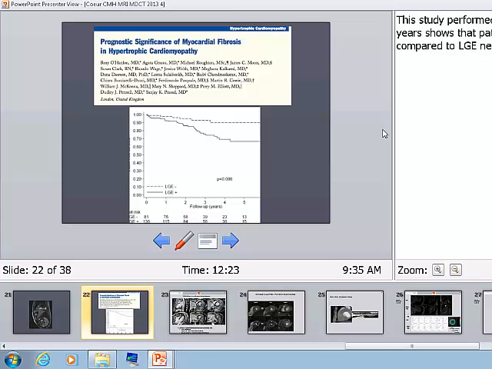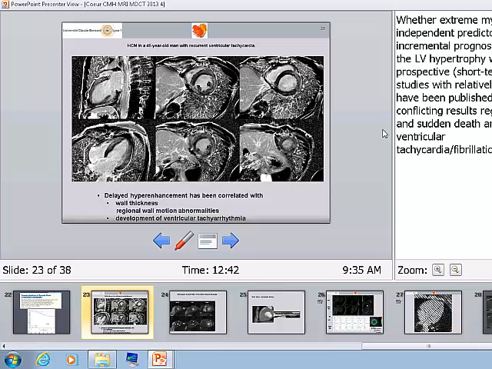This is a study that was performed on 220 patients followed over 5 years. This study shows that patients with gadolinium enhancement have a poorer prognosis compared to negative patients. However, whether extensive myocardial scarring is an independent predictor of an adverse prognosis, or adds incremental prognostic information to the magnitude of left ventricular hypertrophy, will demand further study.